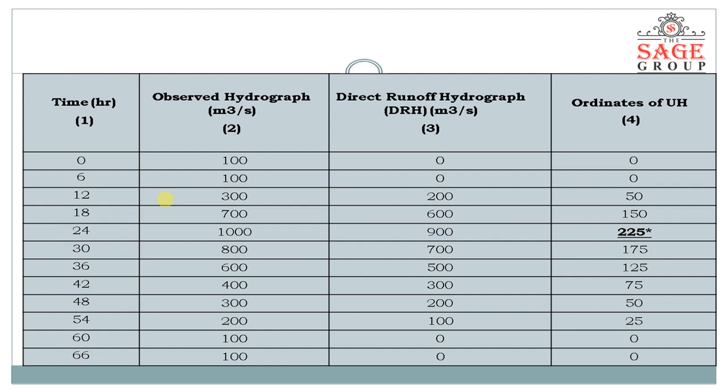That is why the assumption given in the question, to take base flow as 100 meter cube per second, is to be subtracted from each observed value of the hydrograph. So column 3 is equal to column 2 minus 100. We can see the values 0, 0, 200, 600, 900, 700, 500, 300, 200, 100, 0, 0. Correct?